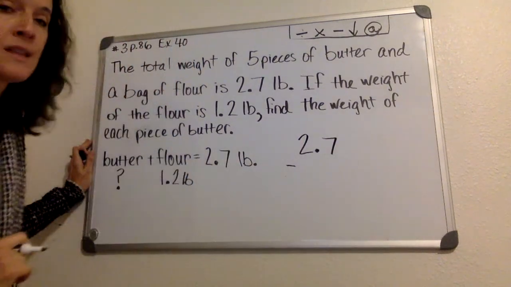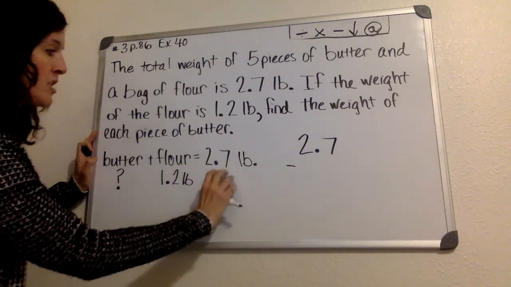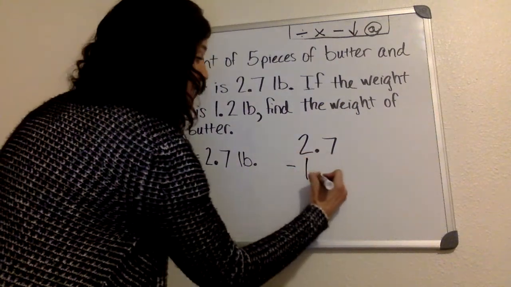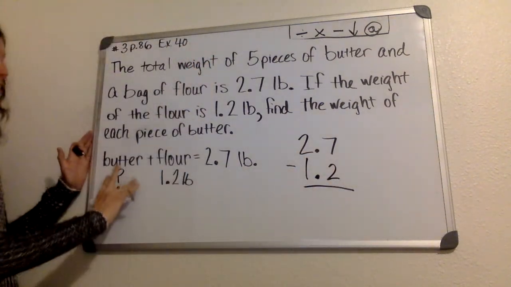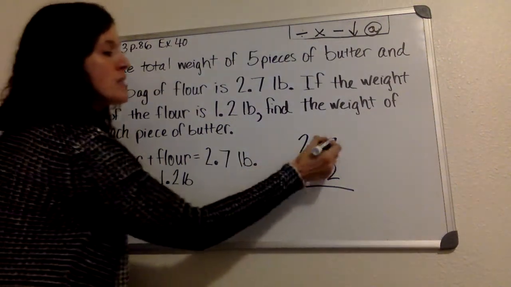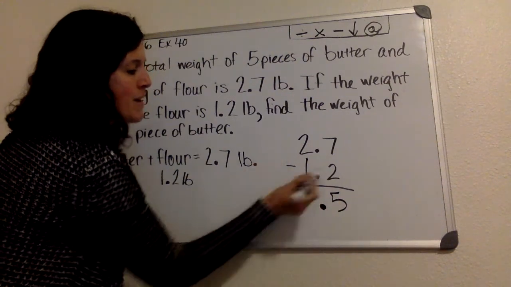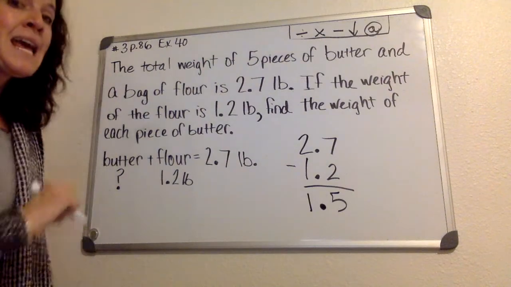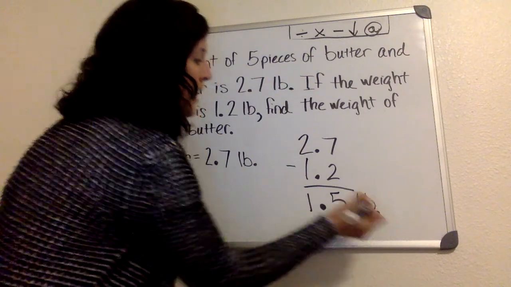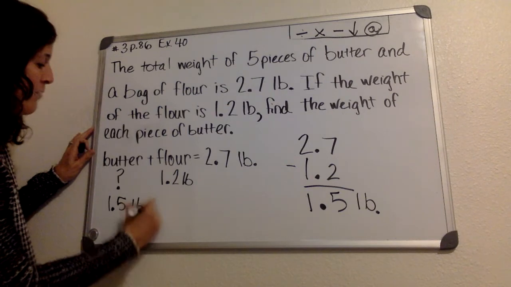and I'm not going to worry about putting the units in right now. So we have 2.7, which is my big number, minus one of my small numbers, and that's going to give me my other small number right over here. So 2.7 minus 1.2. 7 minus 2 is 5. Don't forget to drop that decimal point. 2 minus 1 is 1. We have 1 and 5/10 or 1.5 pounds. So now I know that my butter is 1.5 pounds.